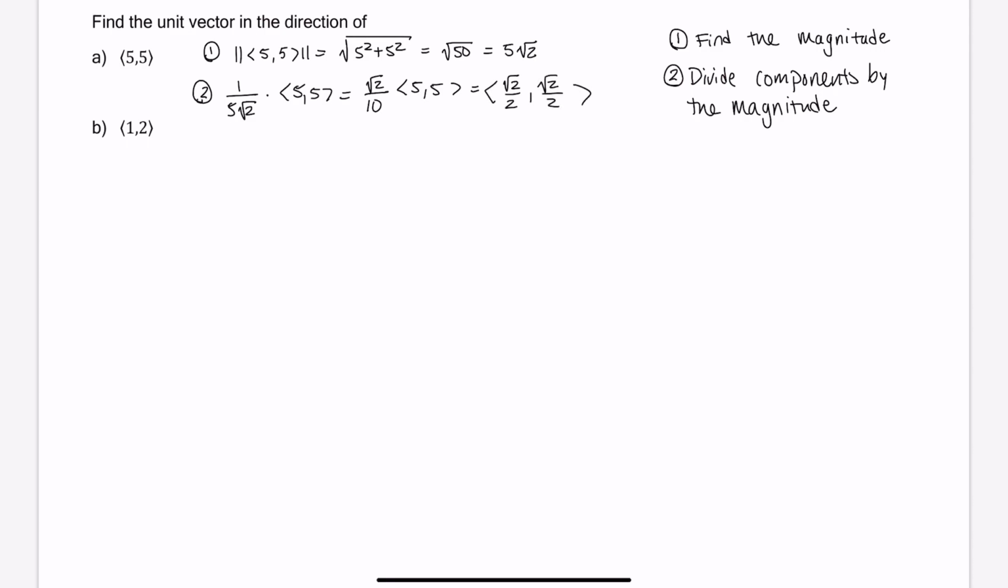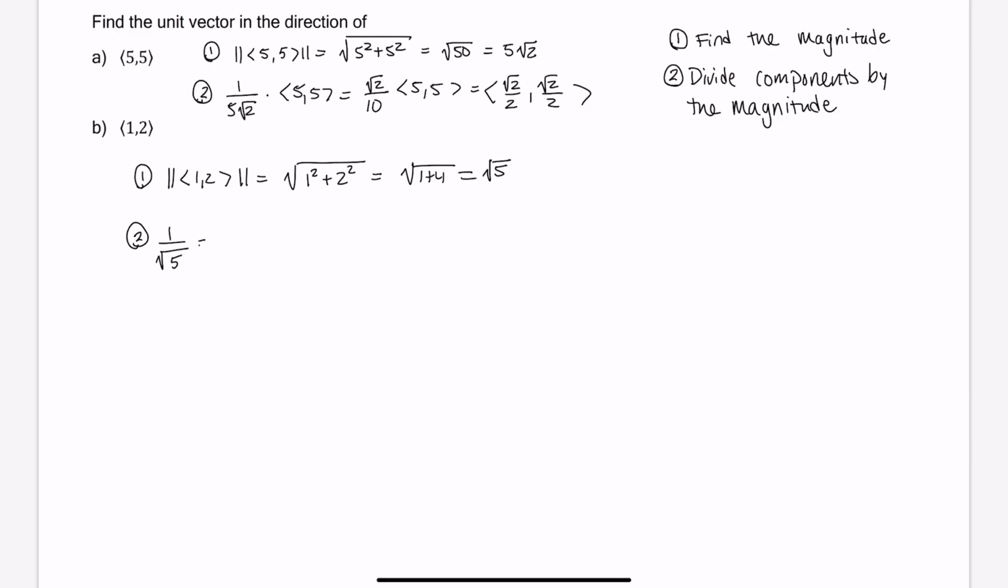Let's try the same thing for part B. The first thing we want to do is find the magnitude of this vector. So this is the square root of 1 squared plus 2 squared, which is the square root of 1 plus 4, or just root 5. Next, we divide both components by the magnitude, and division is the same thing as just multiplying by the reciprocal, so I'll go ahead and do that.